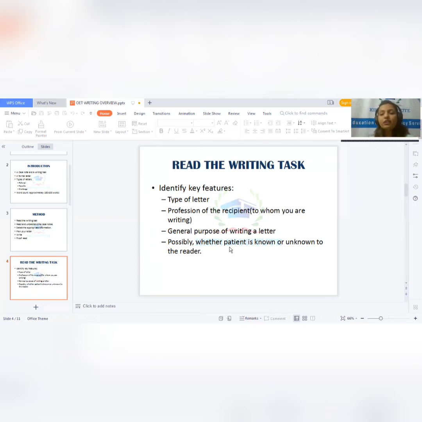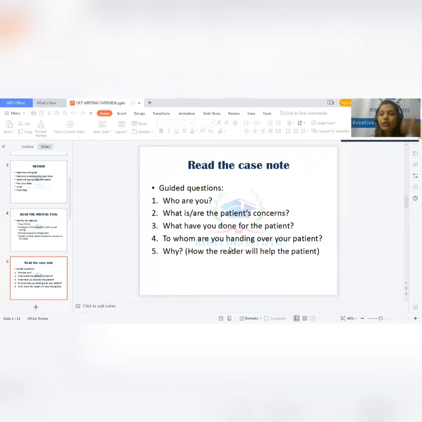Now, after reading the writing task, you will have to read the case notes. The more you understand the case note, the greater the chances of creating a good and logical story. So read and understand your case note very, very carefully. Here I have provided 5 guided questions that will help you to improve your understanding of the case note.